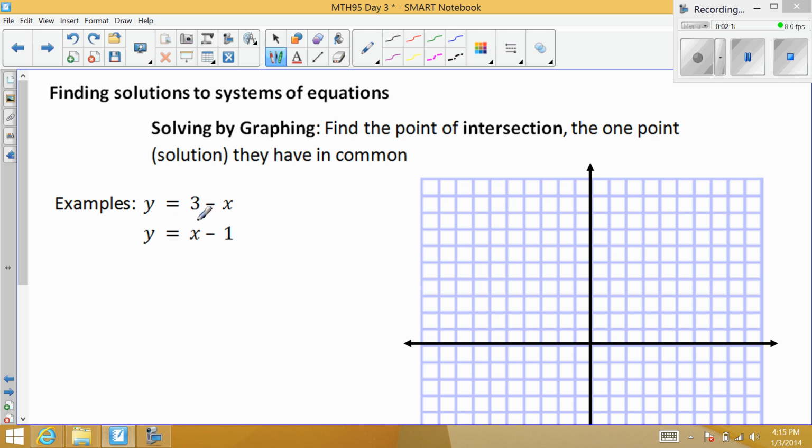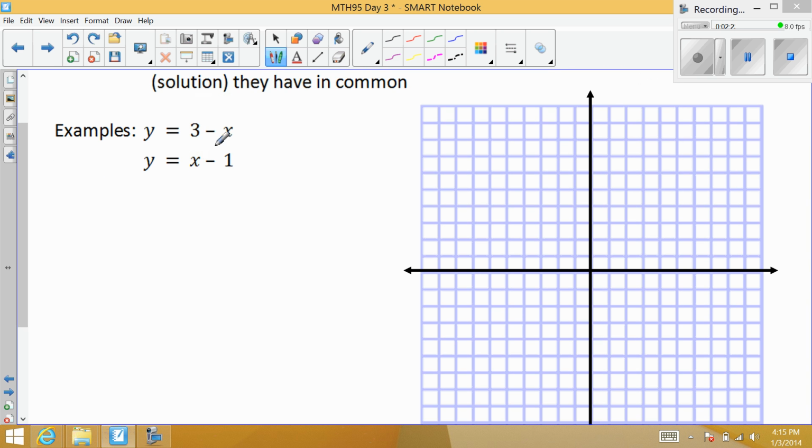So if we have y equals 3 subtract x, we can graph that. Here our y-intercept is 3. Our slope is negative 1, so down 1 over 1, down 1 over 1, down 1 over 1. We'll get a few points here just because I'm not very good at drawing straight lines. Give me something to aim for.